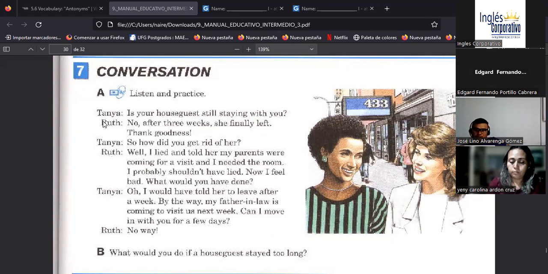Is your house guest still staying with you? No, after 3 weeks, she finally left. Thank goodness. So how did you get rid of her? Well, I lied and told her my parents were coming for a visit and I needed the room. I probably shouldn't have lied. Now I feel bad. What would you have done? Oh, I would have told her to leave after a week. By the way, my father-in-law is coming to visit us next week. Can I move in with you for a few days?